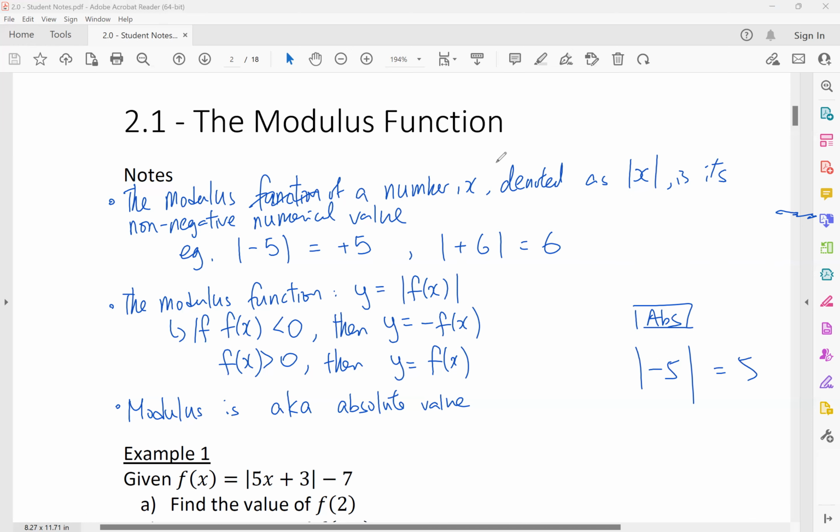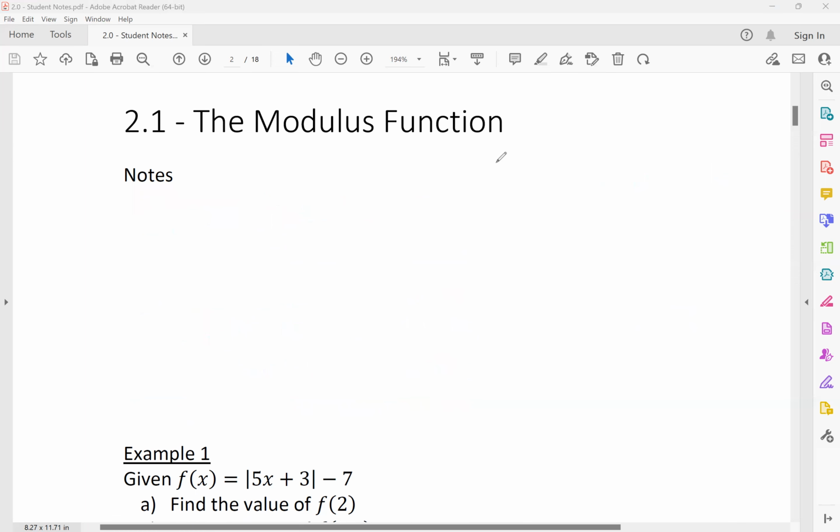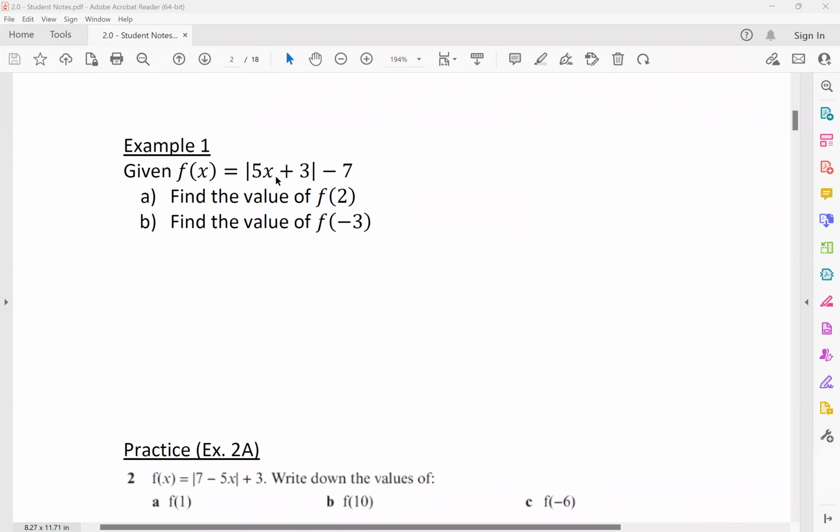Right, let's look at example number 1. Given that f of x equals the modulus of 5x plus 3, minus 7, find the value of f of 2. So f of 2 means we substitute the 2 into it. Part A: f of 2 equals the modulus of 5 times 2 plus 3, minus 7. 5 times 2 is 10, plus 3 is 13. So modulus of 13, minus 7. The modulus of a positive number doesn't do anything, so it's just 13. 13 minus 7 is 6.